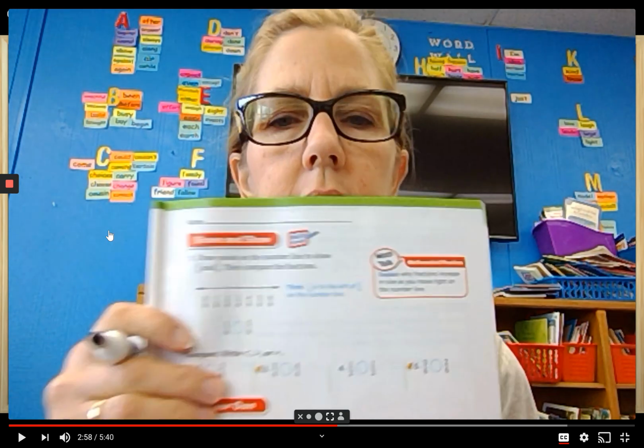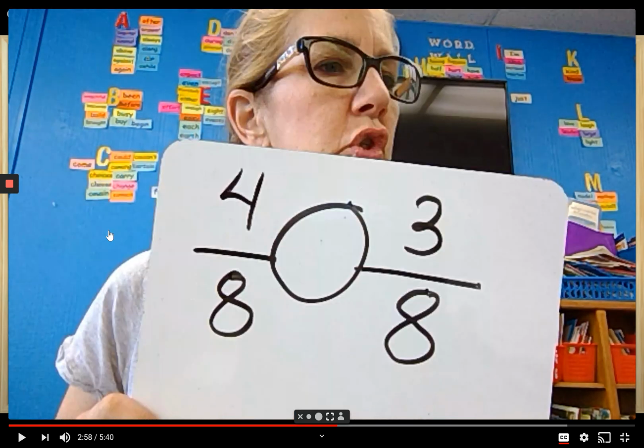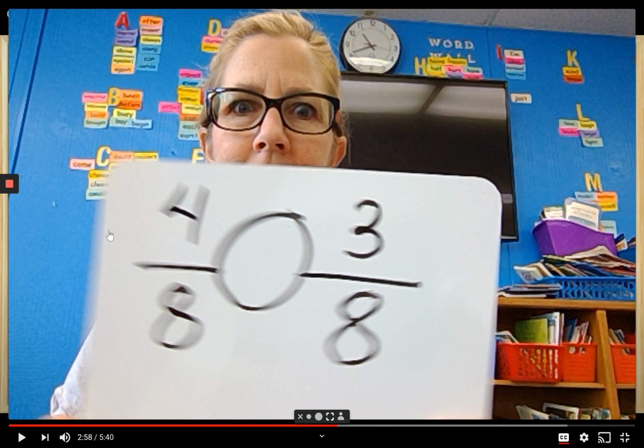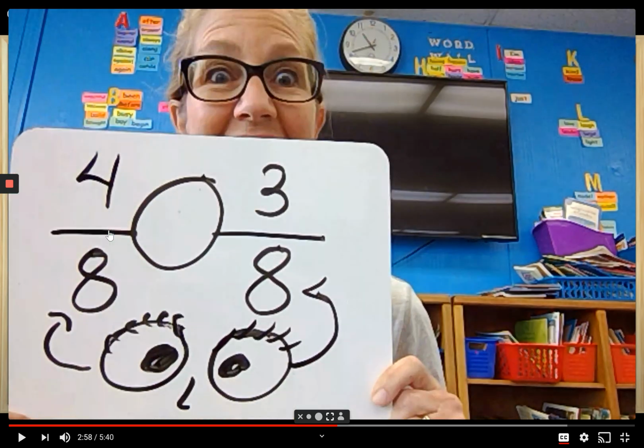Same denominators. All right, let's do the first one. 4/8 and 3/8. Four eighths and 3/8. This is number 2 on page 373. What's the first thing we're going to look at? What are you going to look at first? Yes, you're going to look at the denominator.